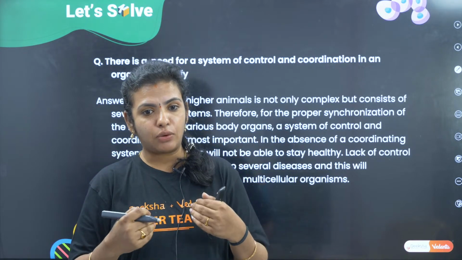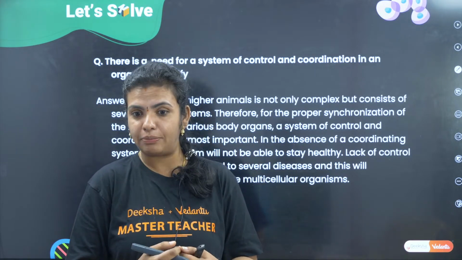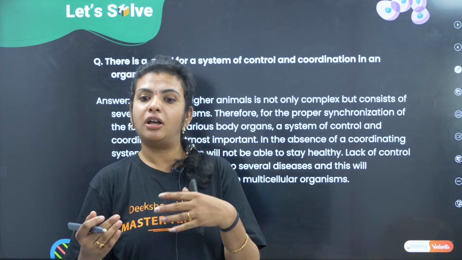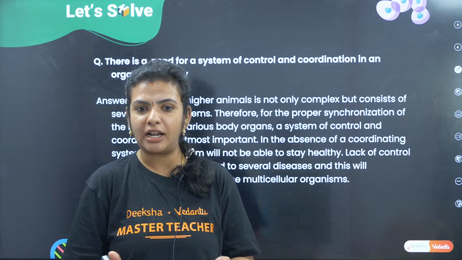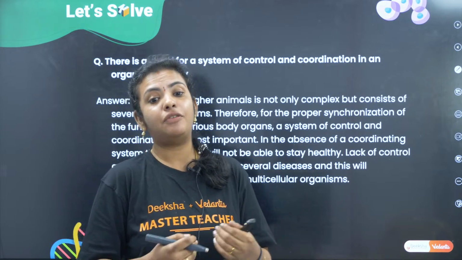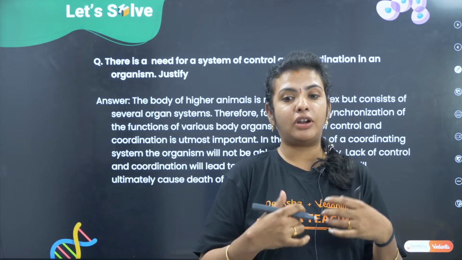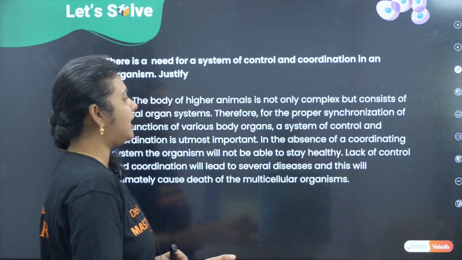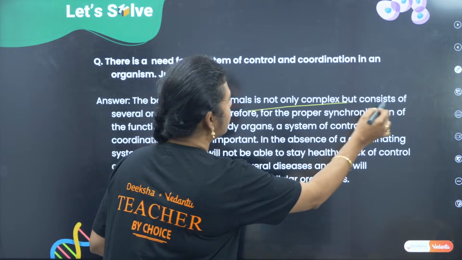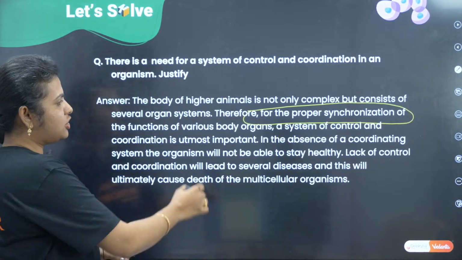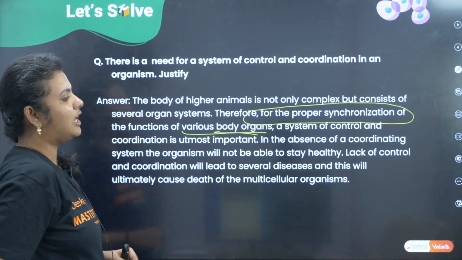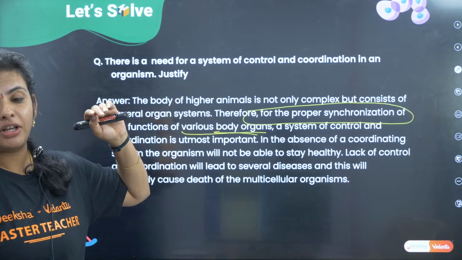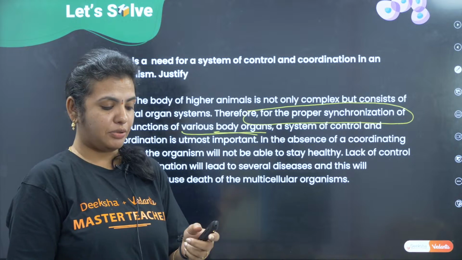Your oxygen intake will be less. So what is going to happen? Your ATP will be less, and this in turn will affect your heart also. So we don't want that. We need to stay healthy, we need to avoid various diseases and disorders, and for this reason it is very important to have proper synchronization of various organs in our body. Okay, so this is the reason why the mechanism of control and coordination happens.